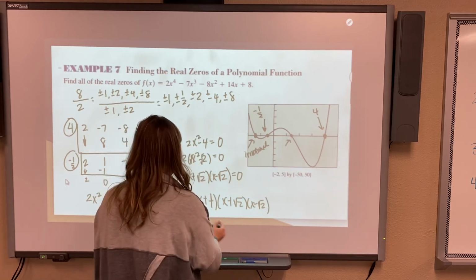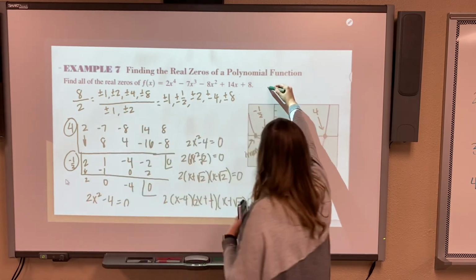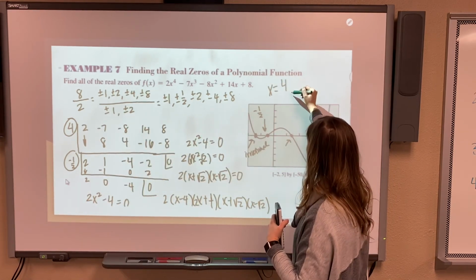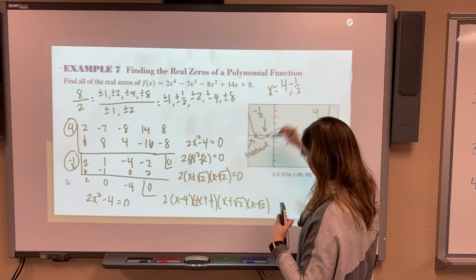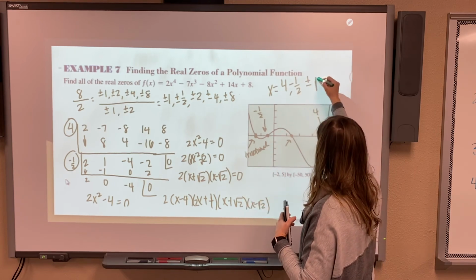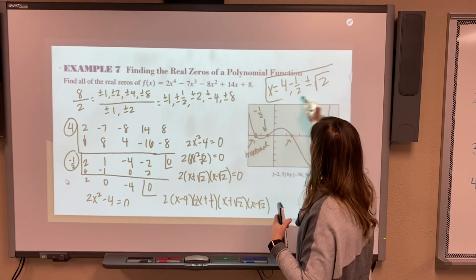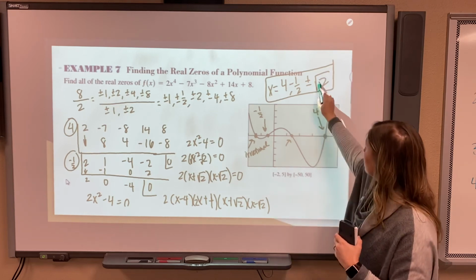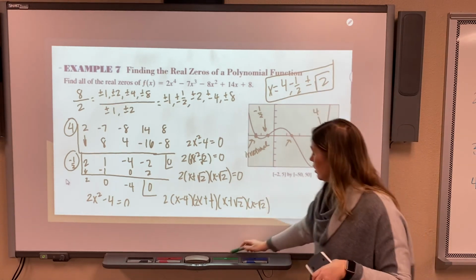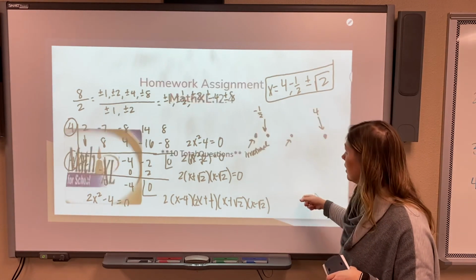Okay, so those would be the factored form, and then our zeros would be 4, negative 1/2, and then plus or minus root 2. Okay, so that's how you find your zeros. So these are two irrational zeros. Okay, and then that's it.